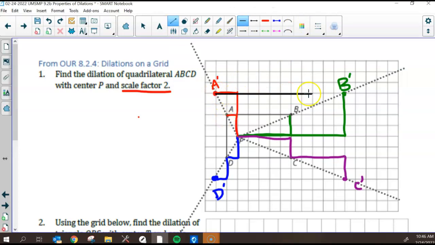A prime to B prime, B prime to C prime, then to D prime, and then close up that figure back to A prime. There's my new quadrilateral.